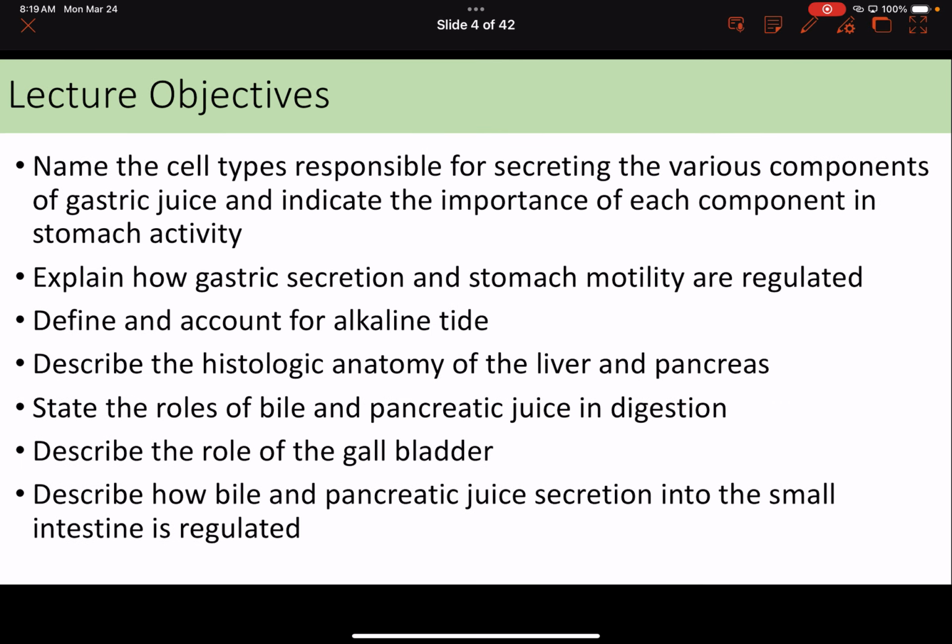All right, so last time we made our way through the oral cavity and down to the stomach. We're going to finish off the stomach today. We'll talk about the different cell types that are responsible for secreting various components of gastric juice and their importance. We'll talk about how gastric secretion and stomach motility are regulated. We'll talk about the alkaline tide and how that occurs when we make hydrochloric acid. We'll talk about the liver and the pancreas, bile and pancreatic juice, the gallbladder, and then we're going to end with some hormones with the pancreas and small intestine regulation.